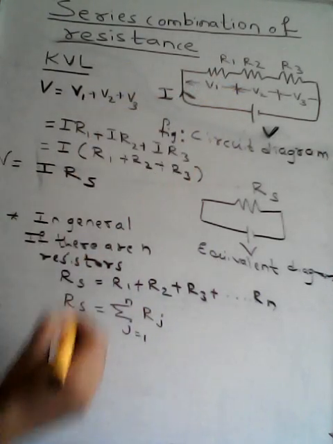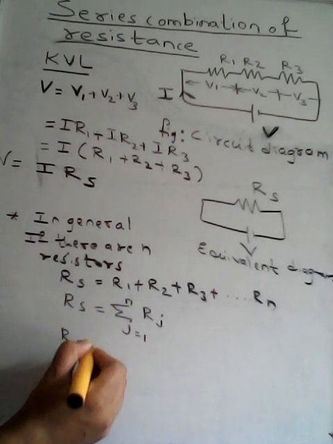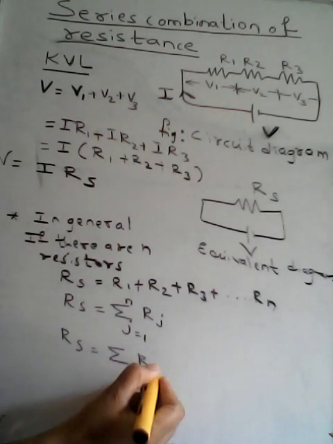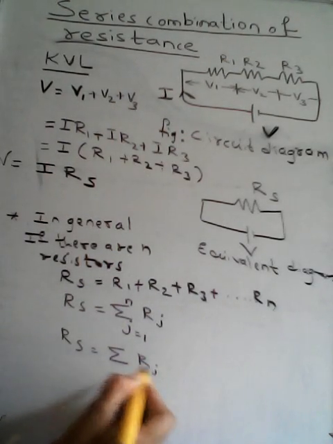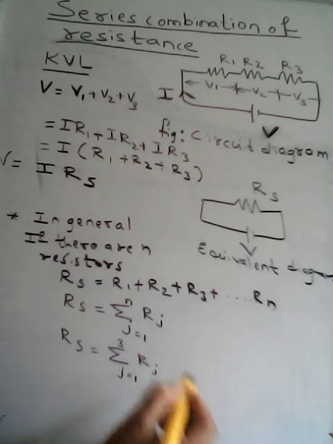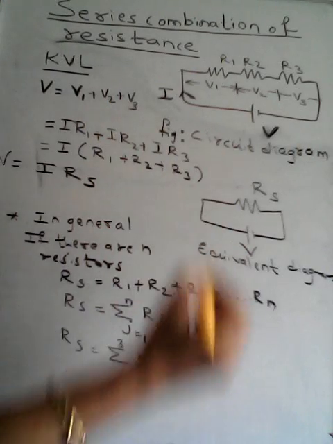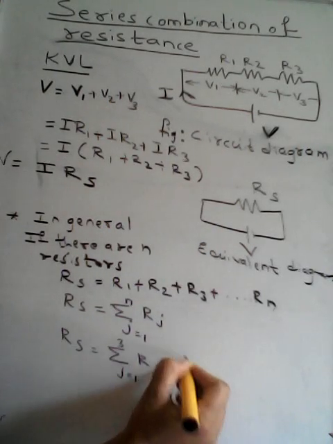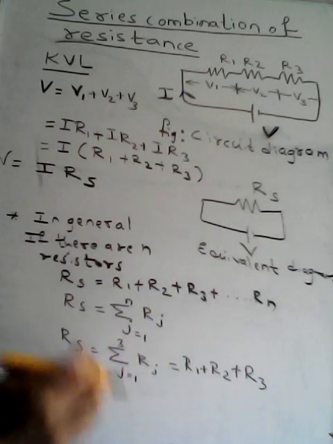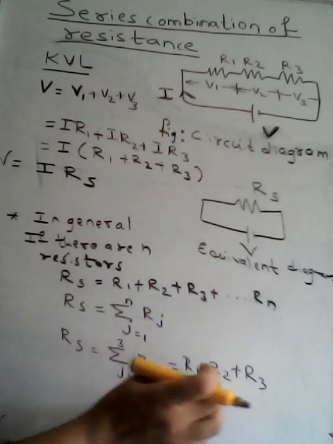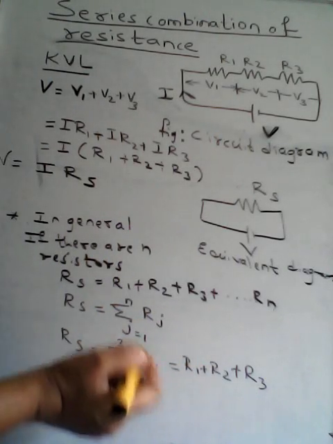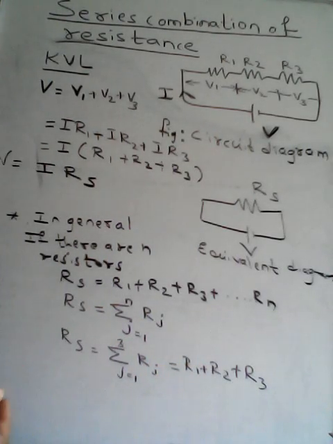And in this circuit that we have considered, the value of RS is the summation of R of J, as 3 resistors are there, and J is taking the value of 1 to 3. So from our circuit diagram, RS is equal to R1 plus R2 plus R3, substituting J equal to 1, J equal to 2 and J equal to 3. Summation of all these resistors will be the equivalent series resistance.